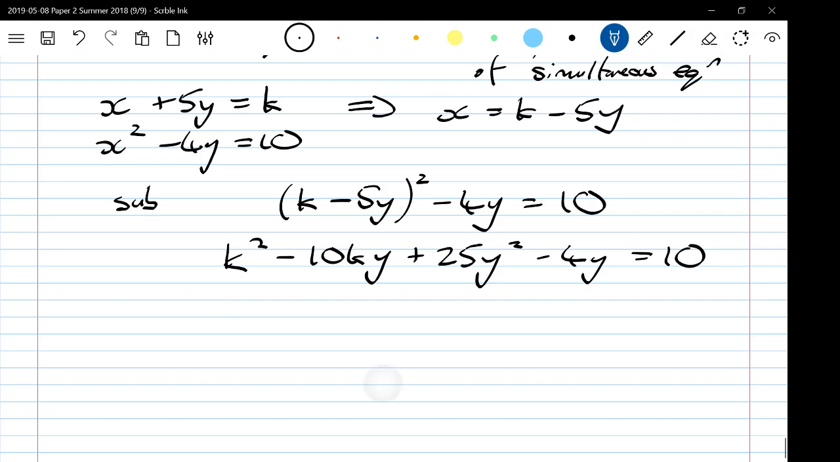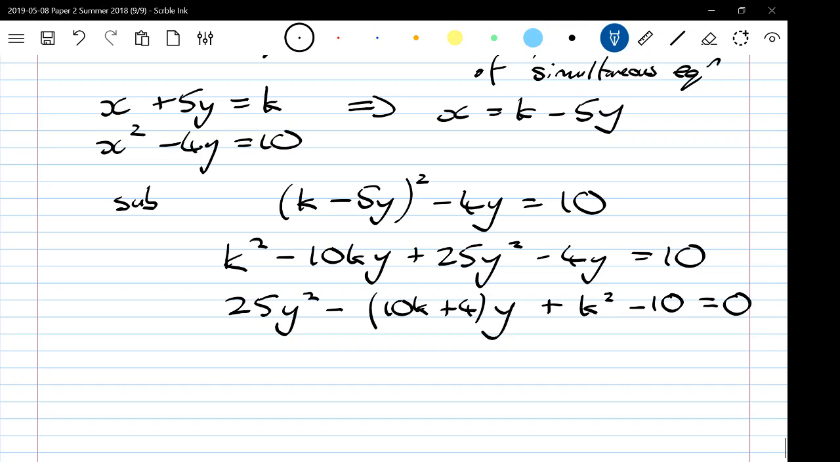So 25y squared, what have we got then? Minus, yes, 10k plus 4, lots of y, plus k squared, take away 10, is 0.